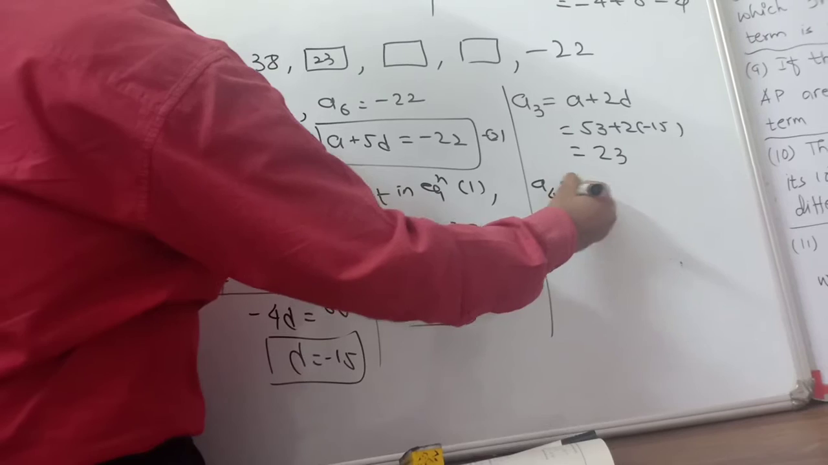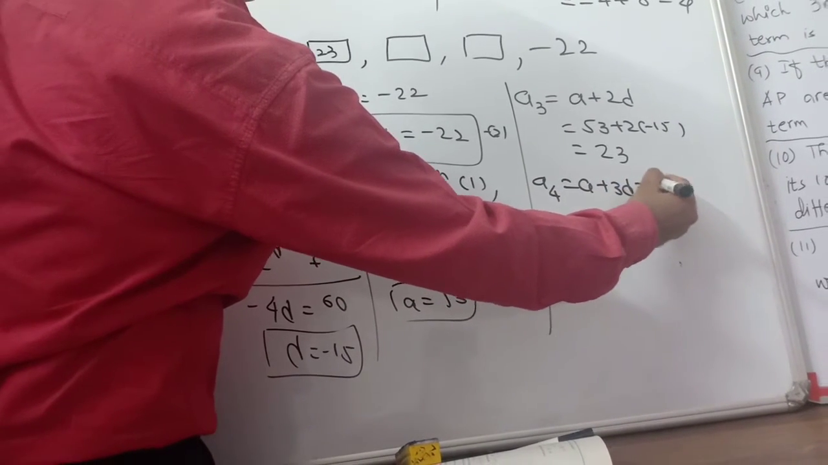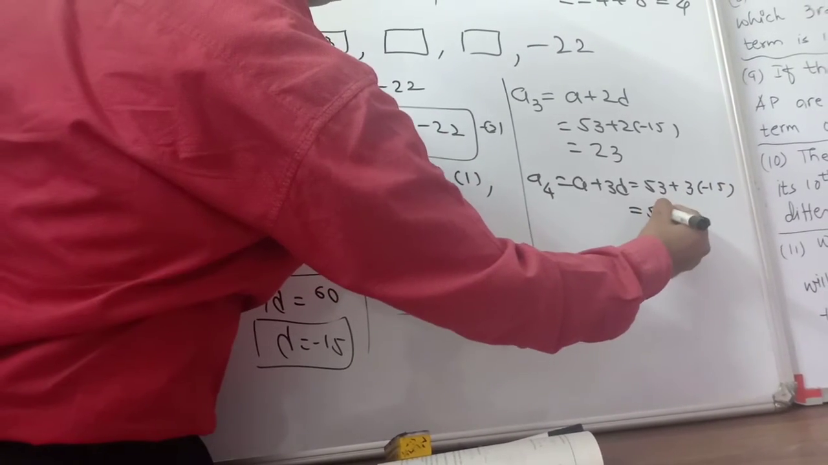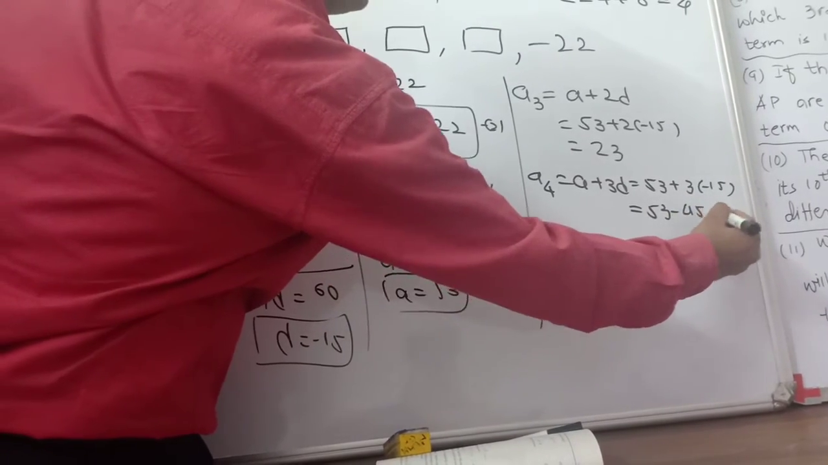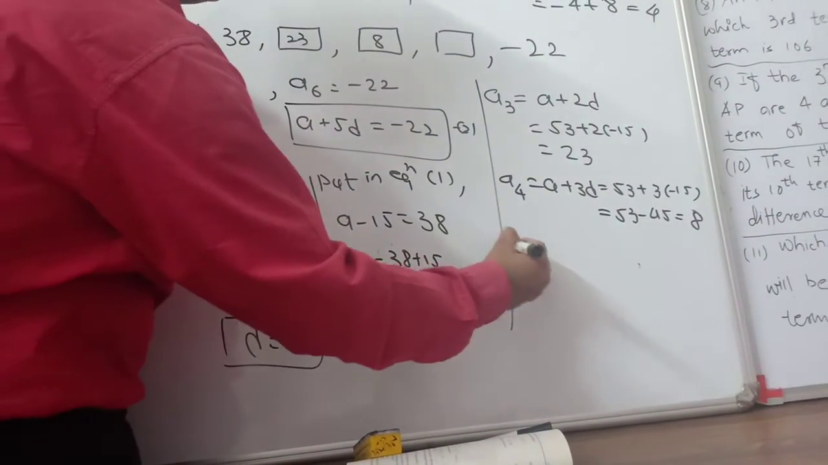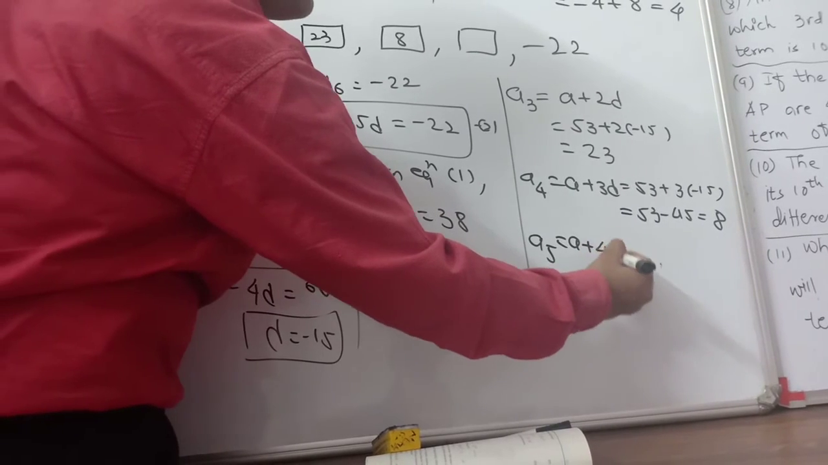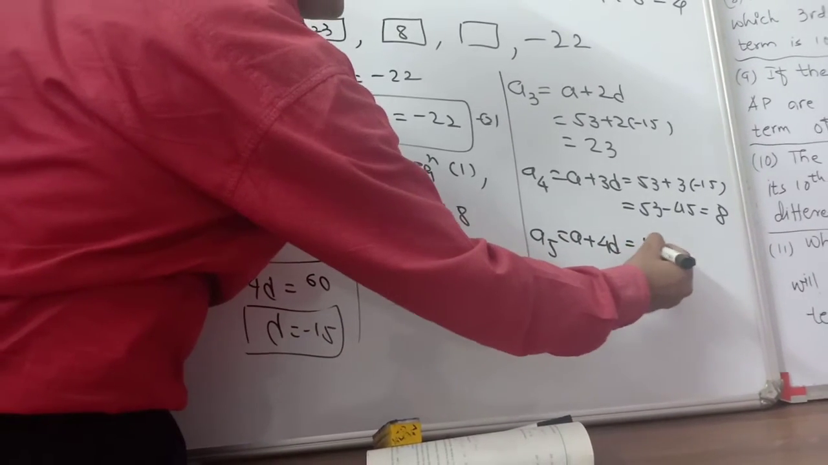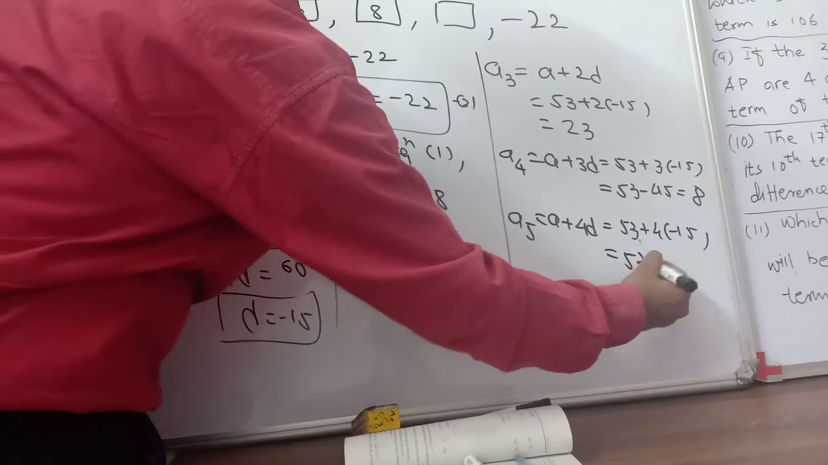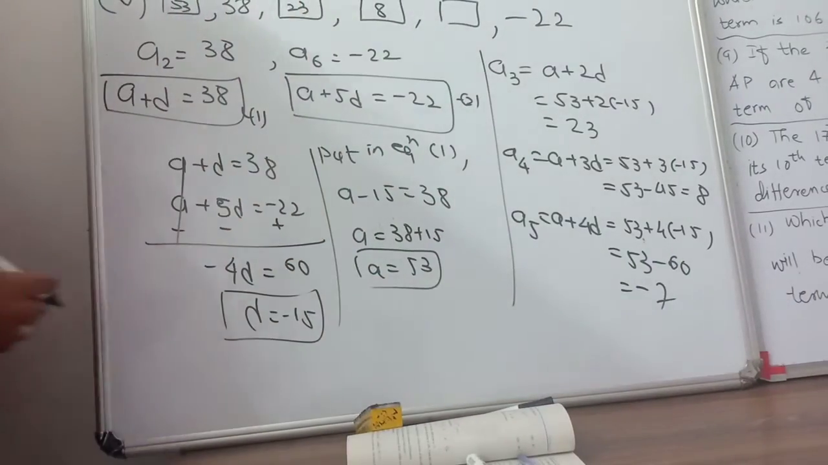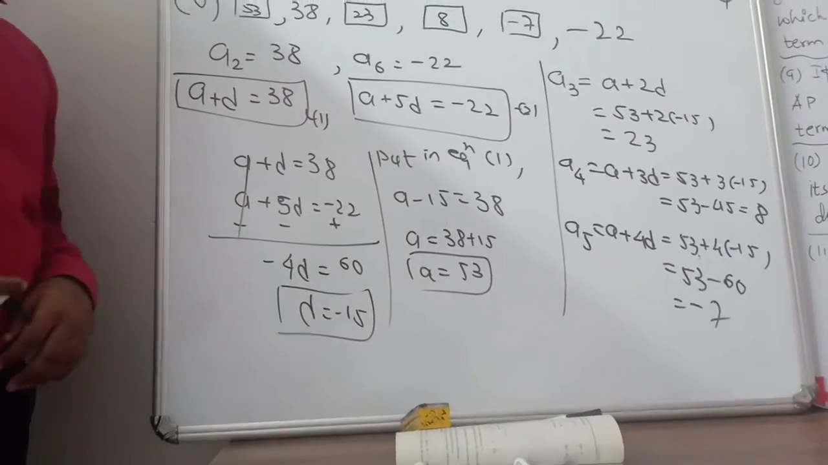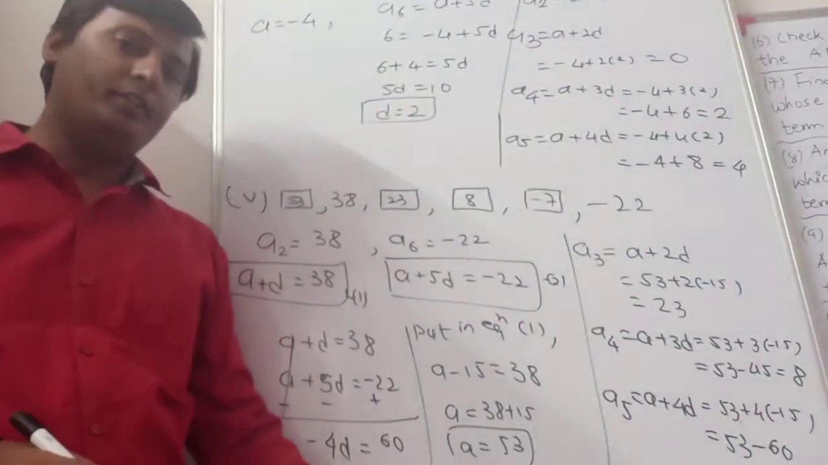Now the fourth term is equal to A plus 3d, 53 plus 3 into minus 15. So 53 minus 45, we got 8. So this one is 8. Right? Now the fifth term is equal to A plus 4d. A, here 53, right? Plus 4 into minus 15. So 53 minus 60, we got minus 7. Right? So this term is minus 7. Clear? Okay. The sum is complete. Okay. Now the question 3.